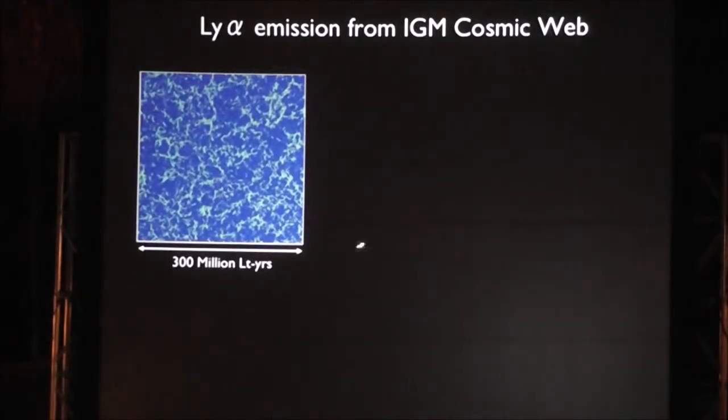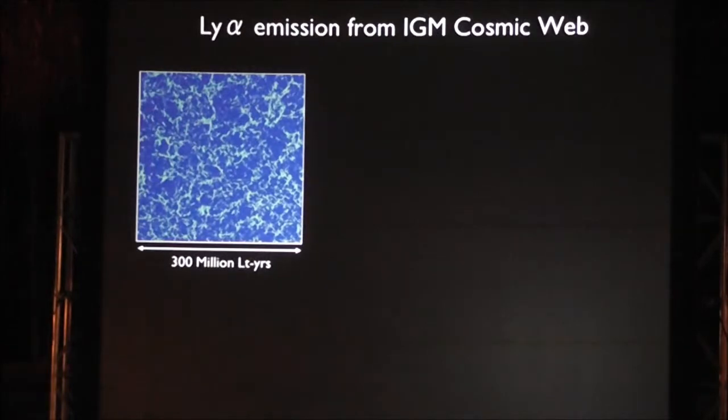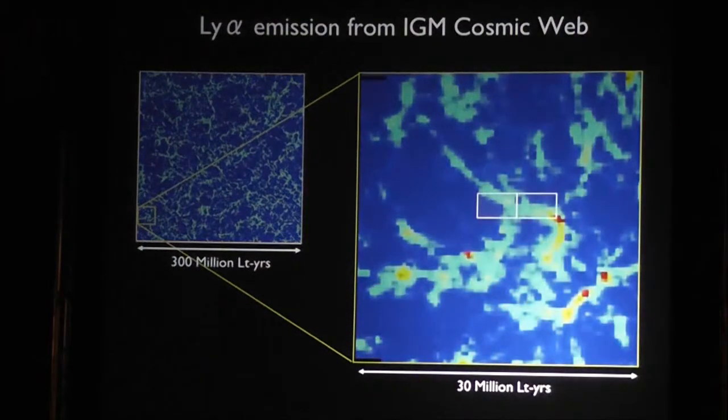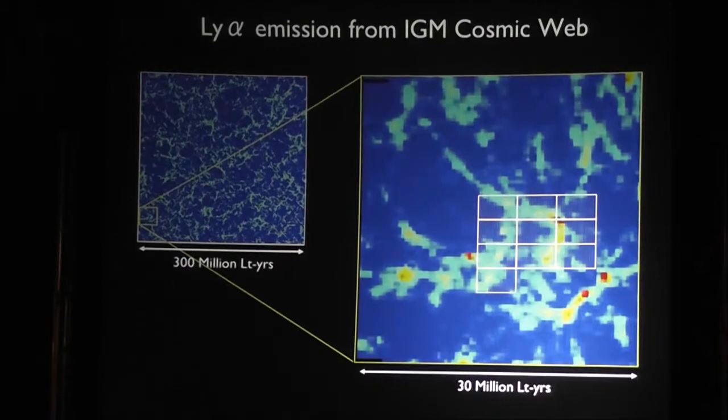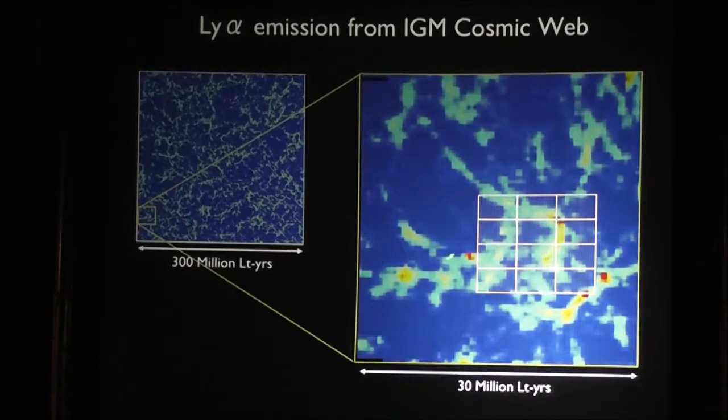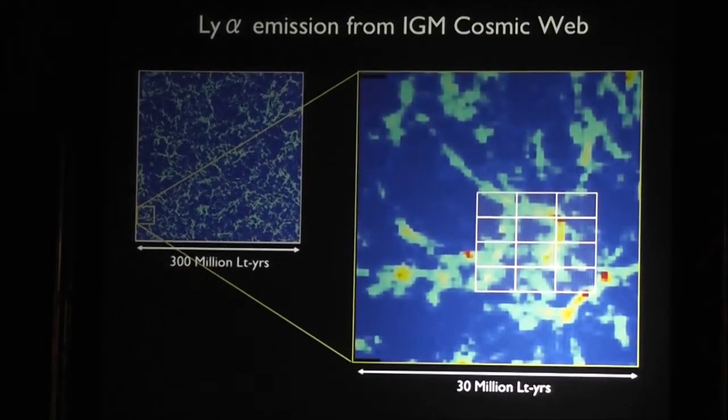Here's a simulation, 300 million light years on a side, of emission in Lyman alpha at 1 redshift. This is a blow-up of that, and this is how we would make an image by mosaicing the KCWI field of view on this simulation.